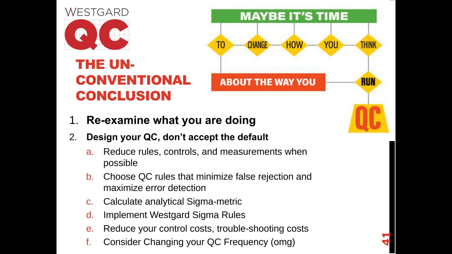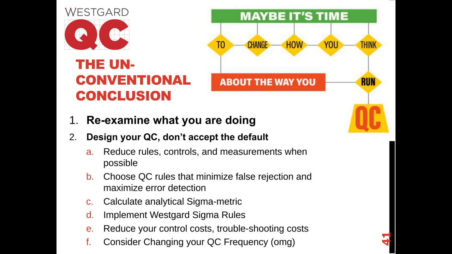That's what the Westgard Sigma rules will help you do. So you calculate that analytical Sigma metric, you implement your Westgard Sigma rules. That allows you, again, to reduce your rules, reduce your controls, reduce your measurements. Your control costs go down. Your consumption of manufacturer reagent and supplies goes down. Your troubleshooting costs go down.